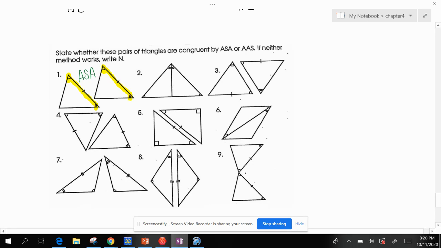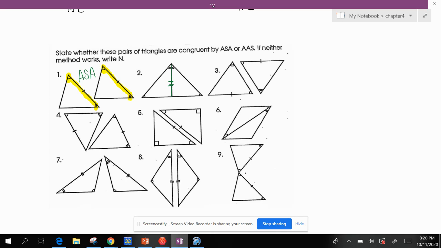For number 2, what could I add tally marks to? I'm adding my tally mark to this line right here because both triangles share it and they are congruent to each other because of the reflexive property.